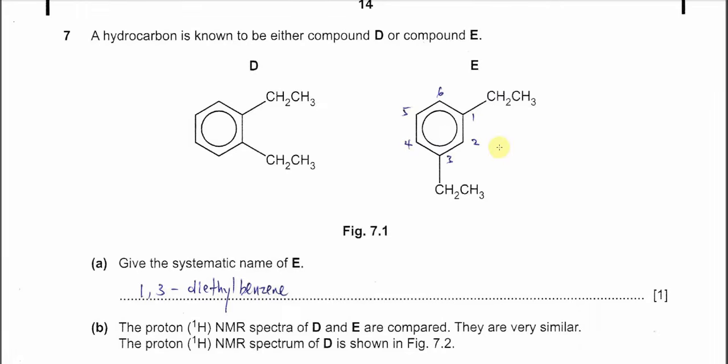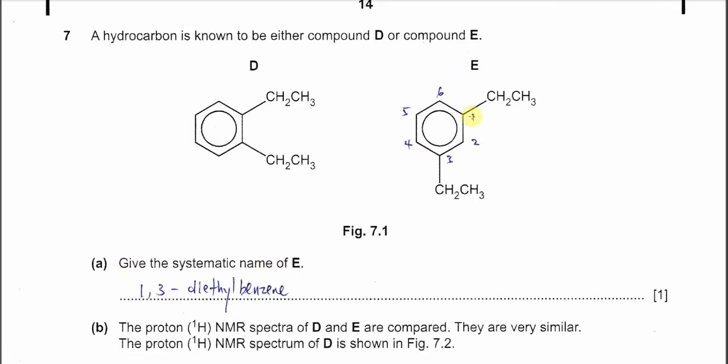Question 7. So we have the hydrocarbons D and E here. Part A, give the systematic name of E. Okay, so let's say this is the first carbon, so second carbon, third carbon, fourth, fifth, and sixth.